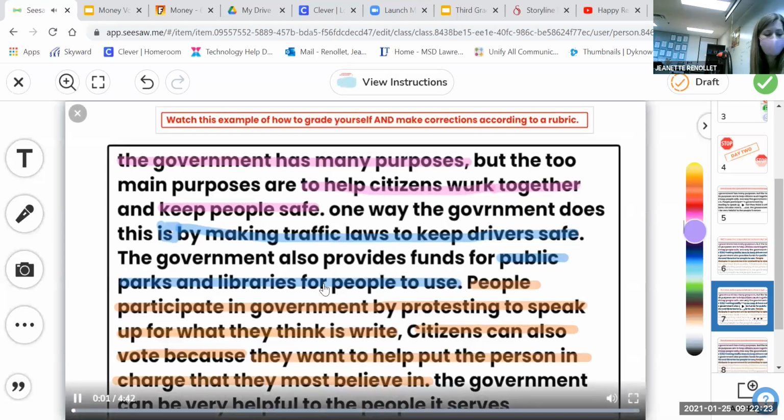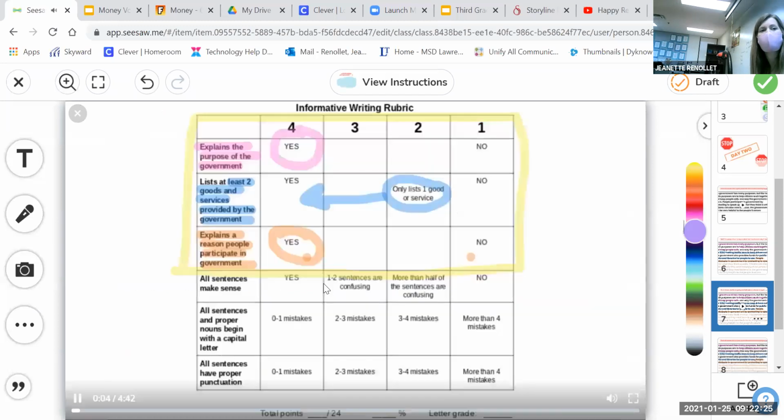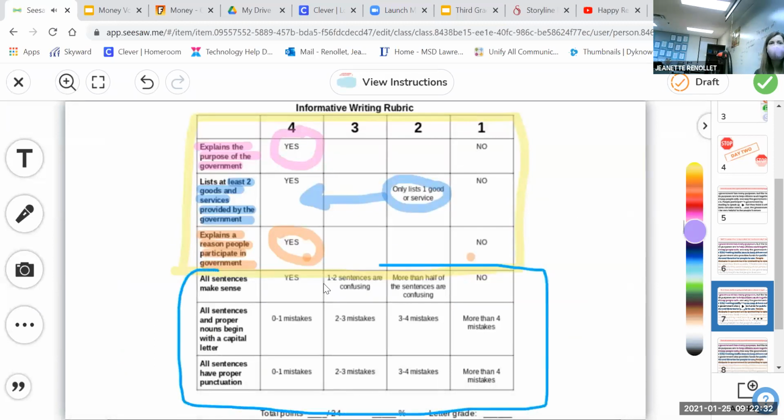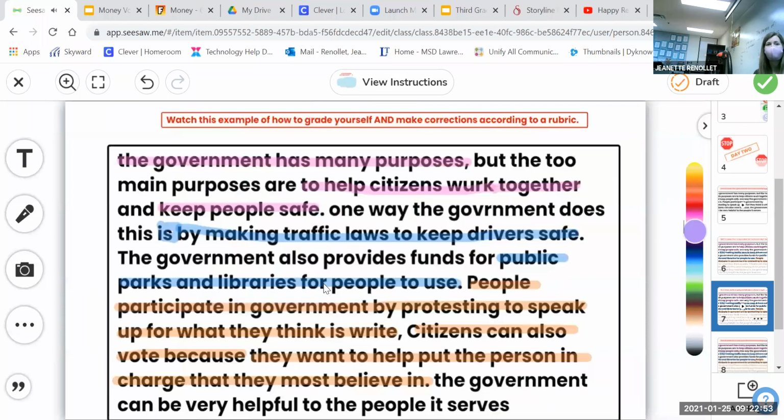Now that we've graded ourselves according to the content, it's time for us to take a look at a new section. This section is going to look at our conventions, or the way that we use language. The first thing that I need to review for is, do all sentences make sense? This is either a yes, some of them do, or a no. We're going to go read to see if my sentences make sense. If they don't, I'll need to change them.